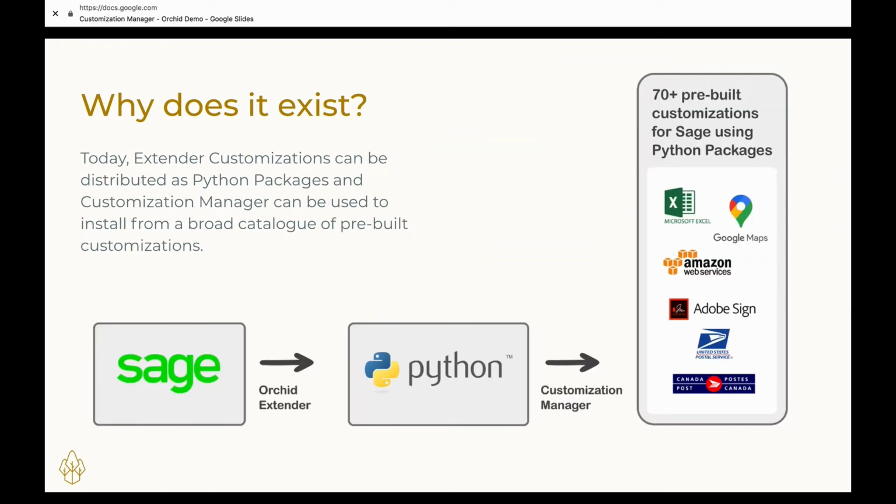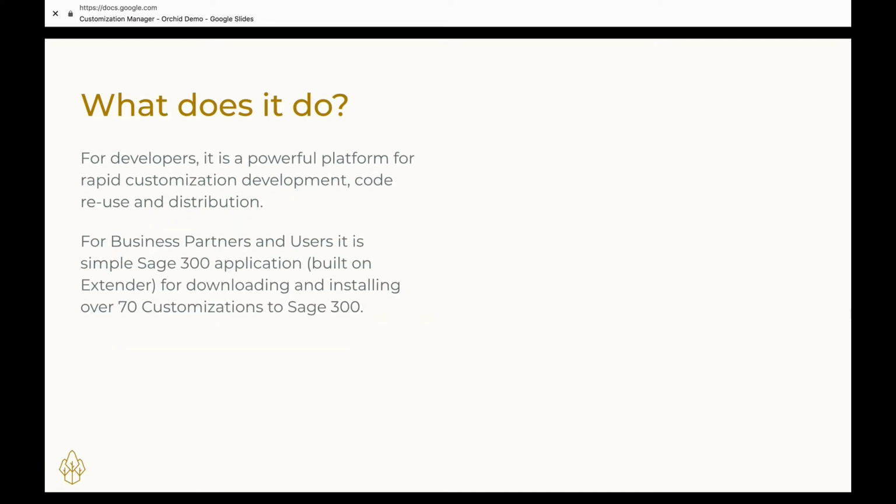So today, extender customizations can be distributed as Python packages, and Customization Manager is used to install these packages from a broad catalog of pre-built customizations. There are more than 70 that are available in my package index, and they integrate with services like AWS, Canada Post, Adobe Sign, Google Maps, and of course, Microsoft Excel. So that's why I built it, and that's what it has become.